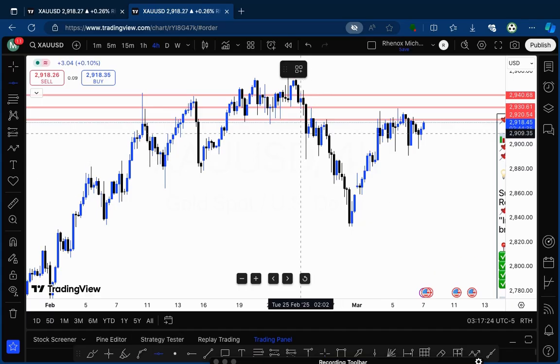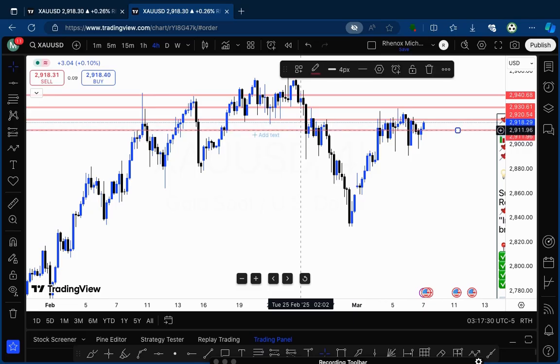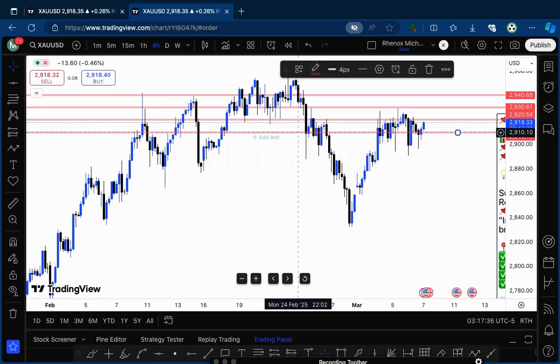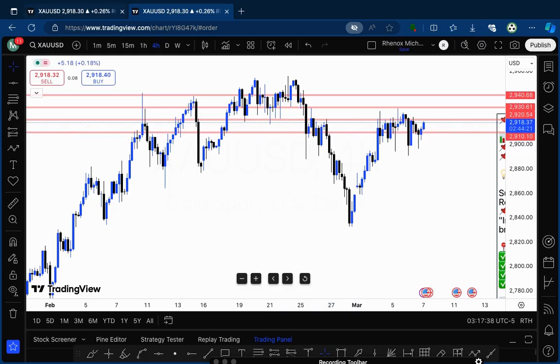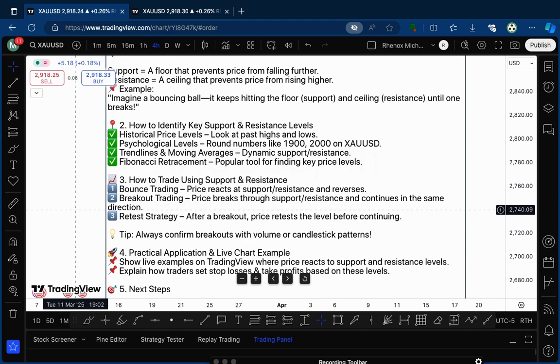If you want to mark out your psychological levels, all you need to do is find a round number and then keep going down or up, counting in tens or 20s. You understand? Okay, then we move back to our class.